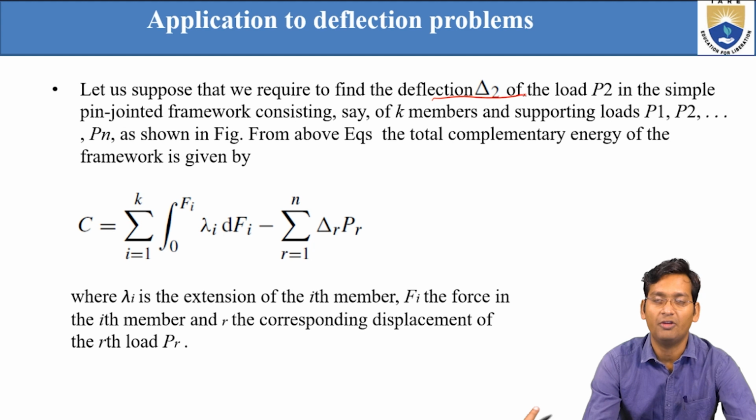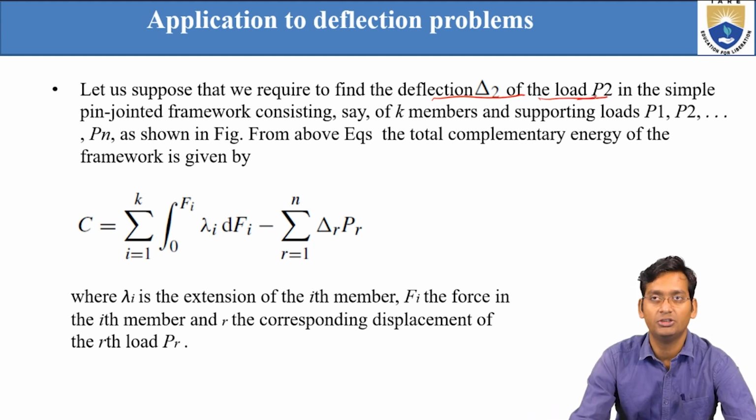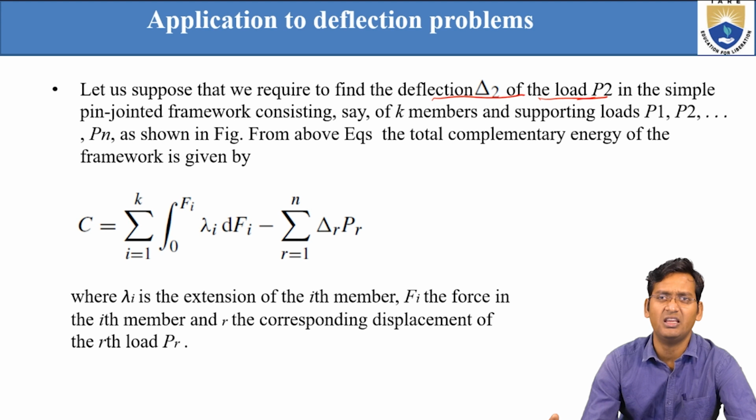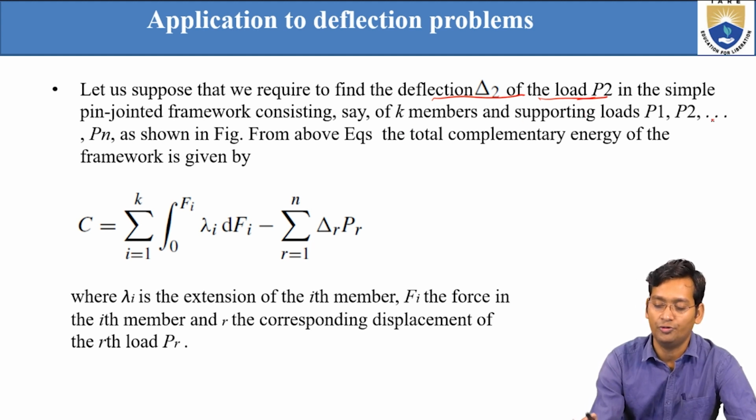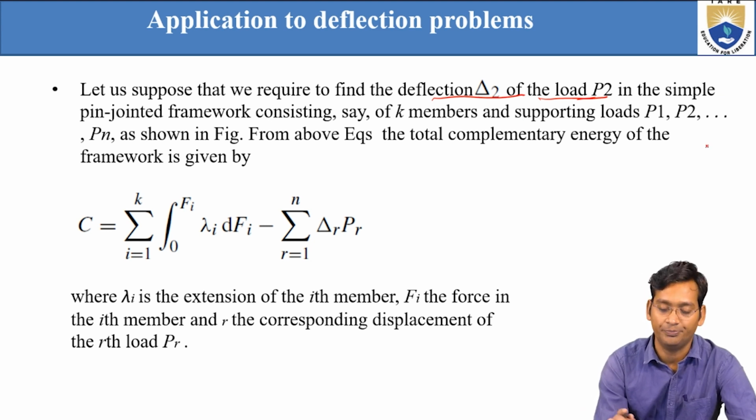Right. So now we are finding deflection at delta 2 because of load P2. In the simple pin joint framework consisting of, say, K members, that can be 5, 10, anything, right? In that, we are finding deflection at delta 2 because of load P2, and supporting loads P1, P2, P3, and so on. So because of P2, delta 2 will be there, but other loads are also acting, right?